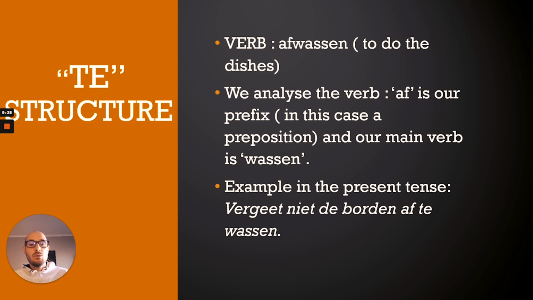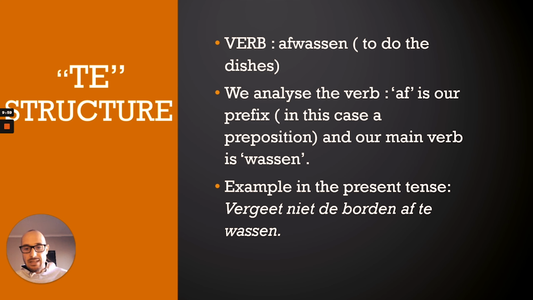Alright, what is the te? Well, the te would be the equivalent of to in English. Don't forget to, vergeet niet de borden af te wassen. Now basically the te structure will always be with an auxiliary verb, and in this case it will be vergeet. If it's a modal verb, modal verbs are willen, kunnen, zullen, mogen and moeten, you don't need te. But with other verbs you will need to put that te at the end of the sentence, so that is where you put te.